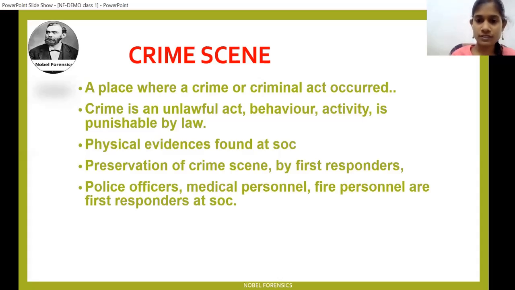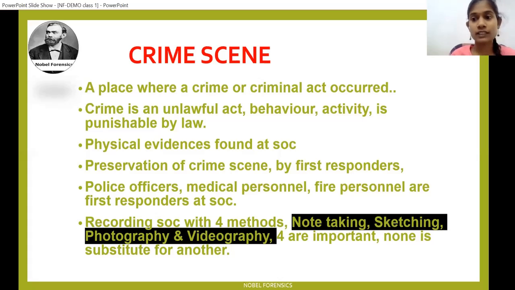And these police officers, medical persons, and fire persons are the first responders at the scene of crime. That is also a previous question. Then for the crime scene recording, recording is useful for the further investigation of the crime. And there are 4 methods for the recording of the scene of crime, and those 4 are very important.